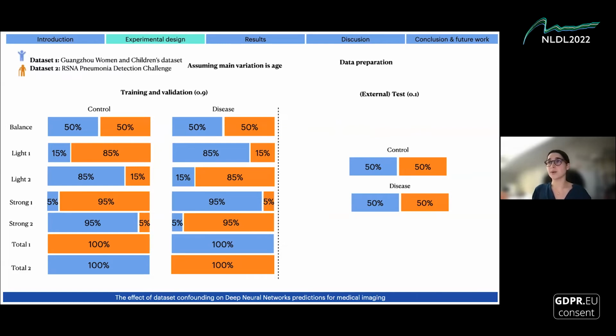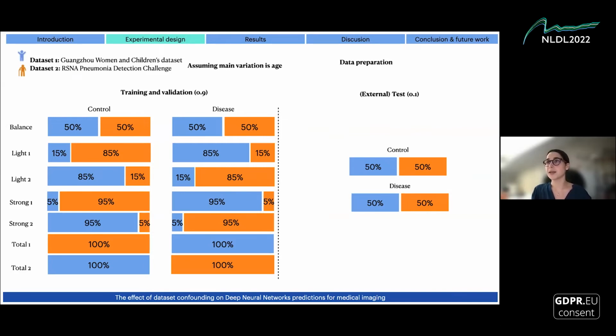So here I would like to make a disclaimer. We are assuming that the main variation source is the age, but we are aware that these are 2 different datasets and maybe there are more things that they should have in common. So this is something where we are just making a big assumption.